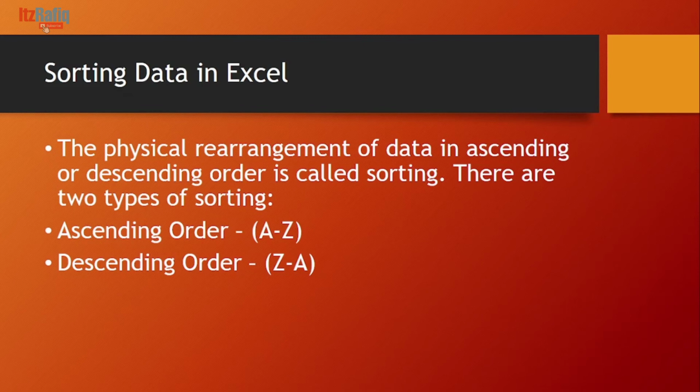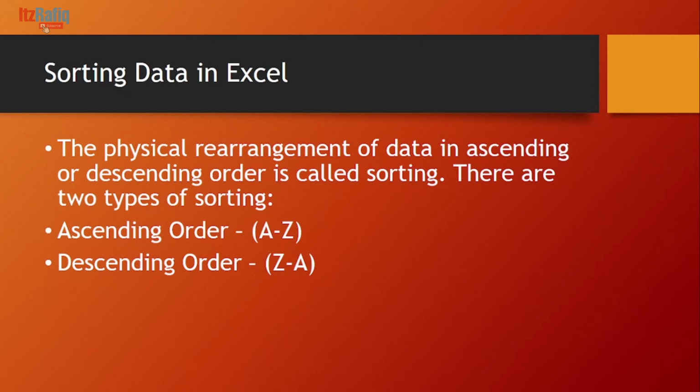Now move to sorting data in Excel. The physical rearrangement of data in ascending order is called sorting. There are two types of sorting: ascending order from A to Z and descending order from Z to A. By default, Excel is not case sensitive. The small letter and capital letter are treated as equal.